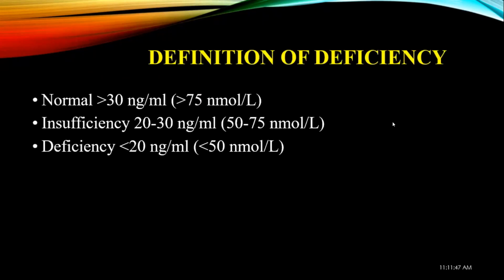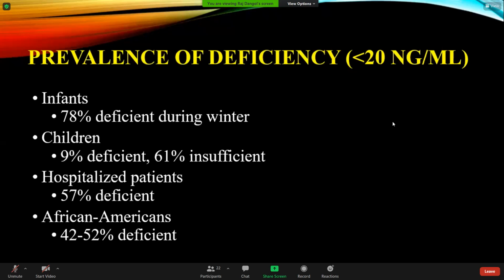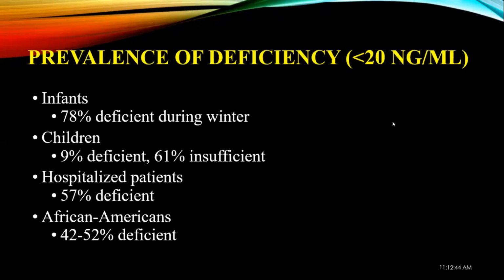So, deficiency. The normal level of vitamin D in circulation should be more than 30 nanogram per ml. However, the toxic level is more than 150 nanogram per ml. When the concentration is between 20 to 30 nanogram per ml, it is called vitamin D insufficiency. And if a person has less than 20 nanogram per ml of vitamin D, then it is called deficiency. So, prevalence of deficiency. Generally, vitamin D deficiency is more common in infants. Generally, it's 78% deficient during winter.